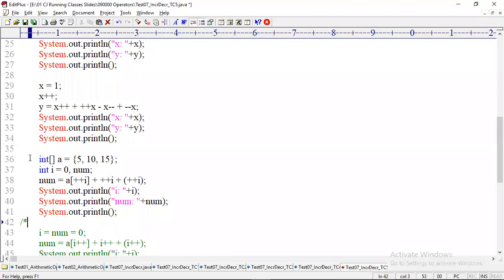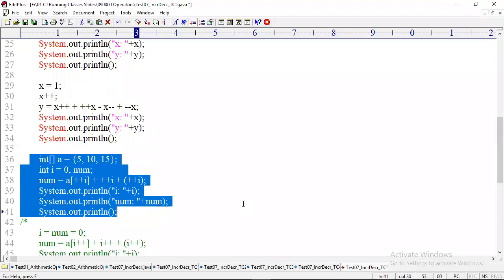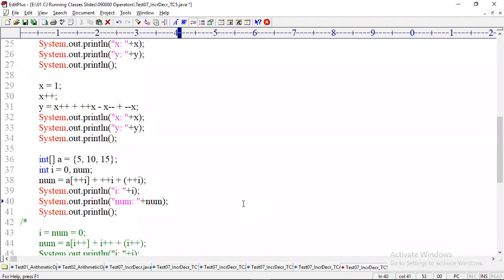And now look at this. I want you to work on it yourself. Reading an array: you should have minimum idea of arrays, you know how to read the values from the array. What is the I value? What is the number value?